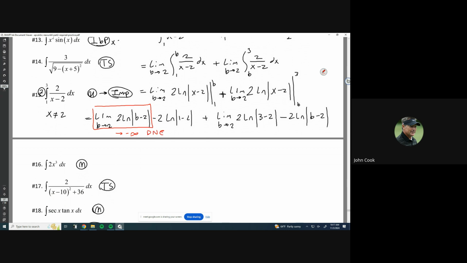So guess what? Even though I have all these other things to do and another limit entirely to take, I can just stop right there, because if this thing goes to negative infinity, I'm done. This thing is divergent, and I can't go any further. So if you end up with an infinity or a negative infinity, just stop right there and say this thing is divergent. So that's number 15.